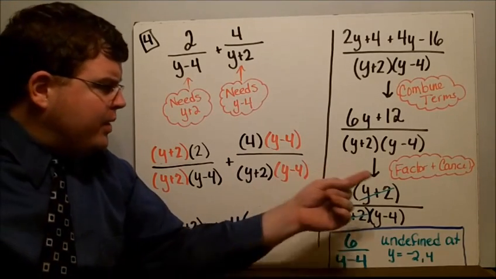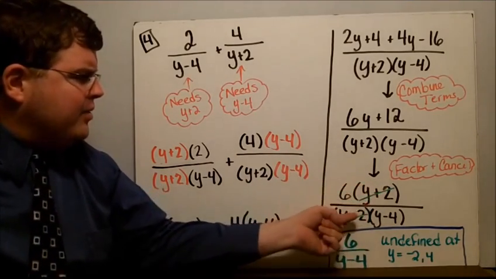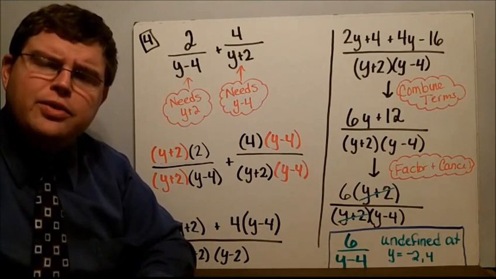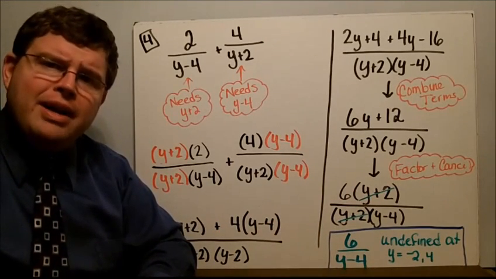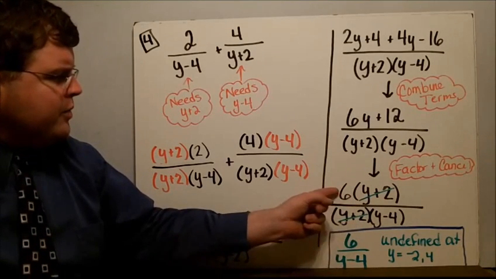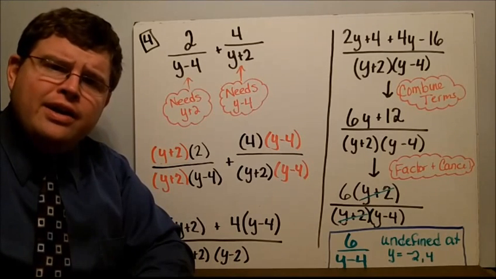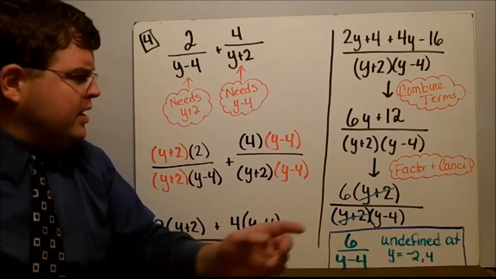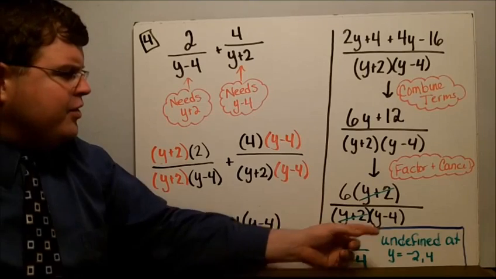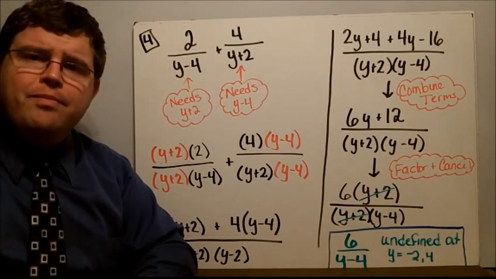Once we factor, we can go through and cancel anything out that's identical. We have y plus 2 in both the numerator and the denominator, and so we're left with 6 over y minus 4. Don't forget your undefined or excluded values. We cannot have y be negative 2 or positive 4.